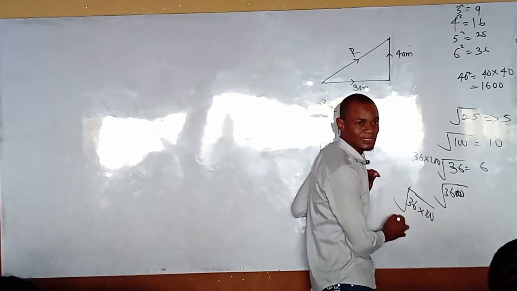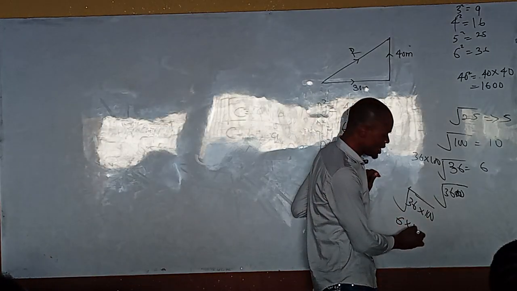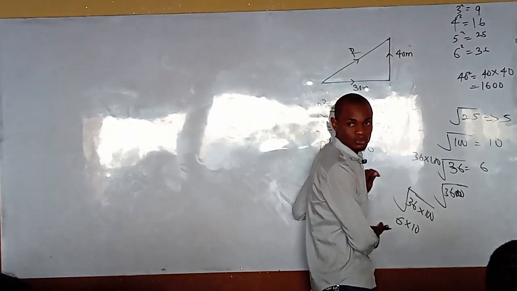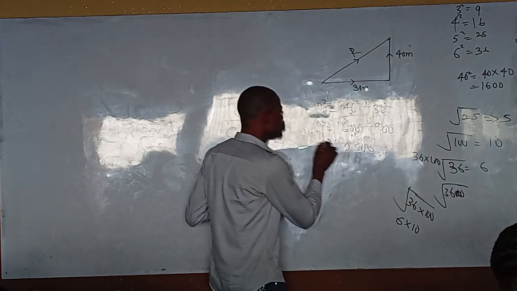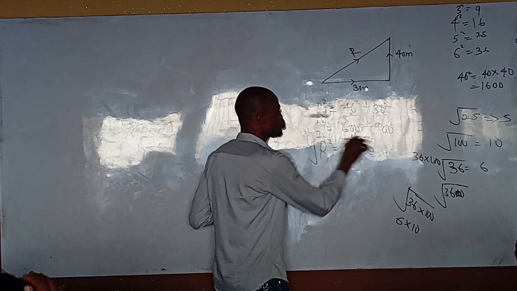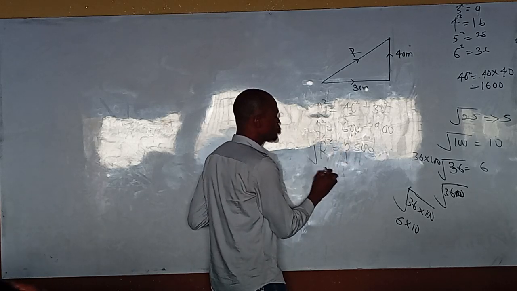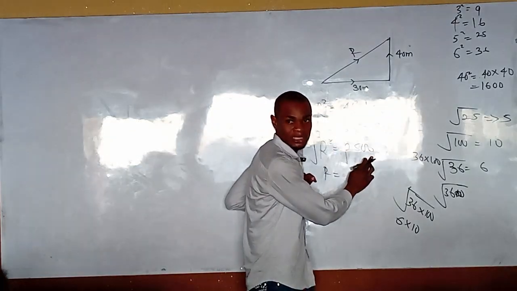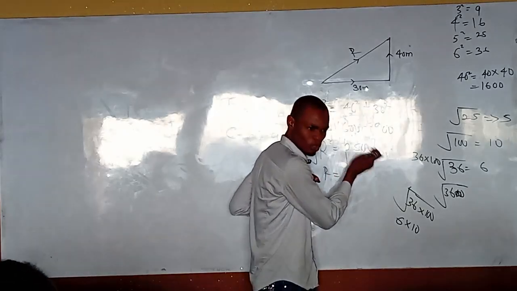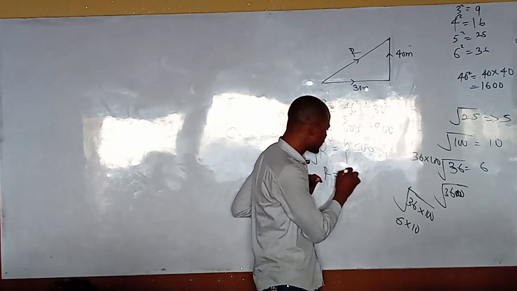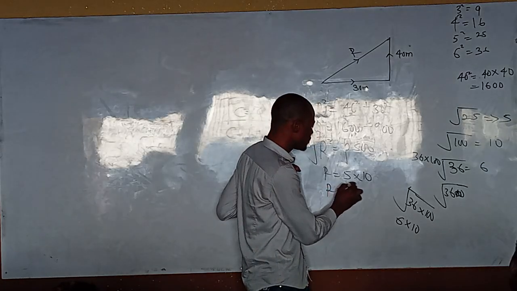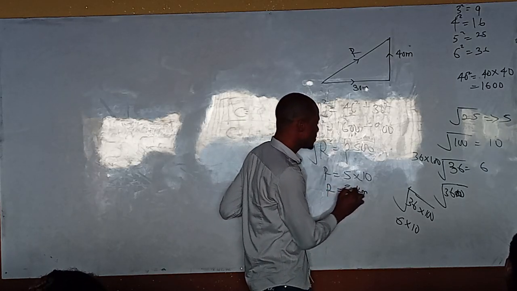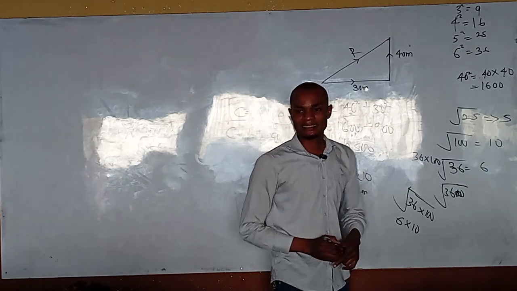What is the square root of 36? 6. What is the square root of 100? 10. You will now multiply them together. That's 60. Can you see it? Yes, sir. So therefore, you look for the square root of this: square root both sides, square root cancels. What is the square root of 2,500? That's the square root of 25 times 100. The square root of 25 is 5. The square root of 100 is 10. So R is now 50 kilometers. And you have to get the direction.